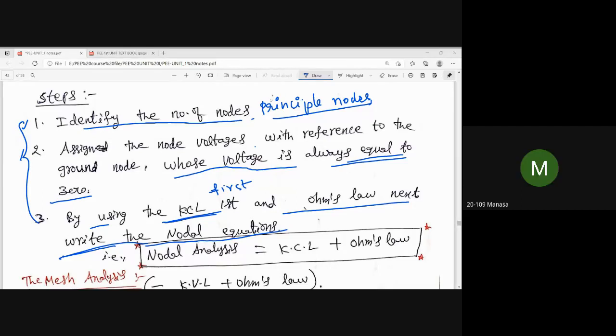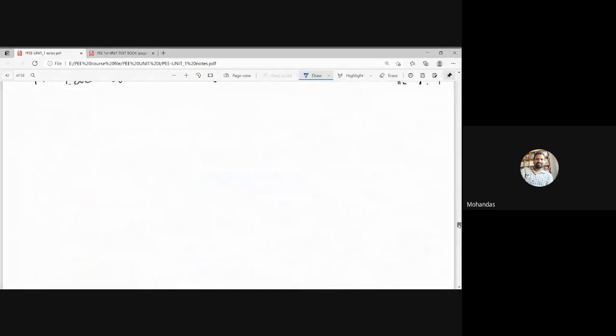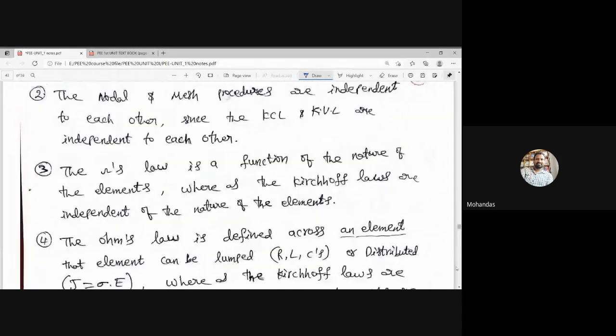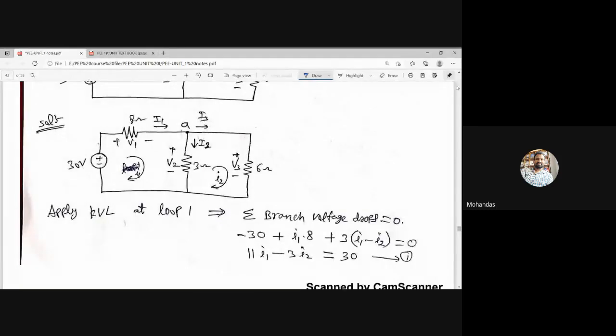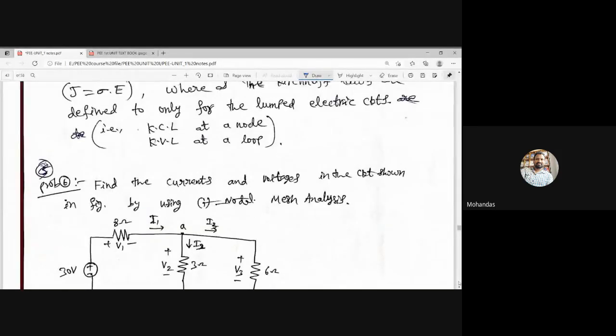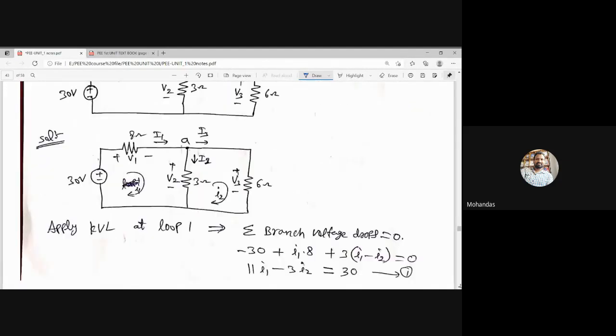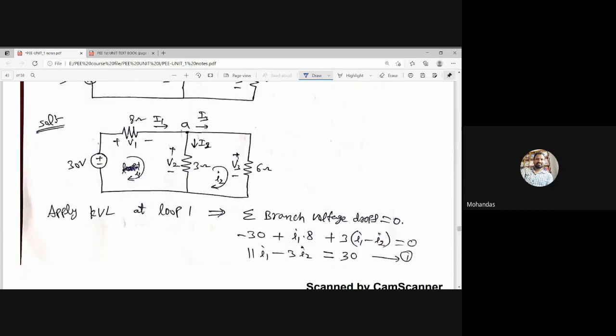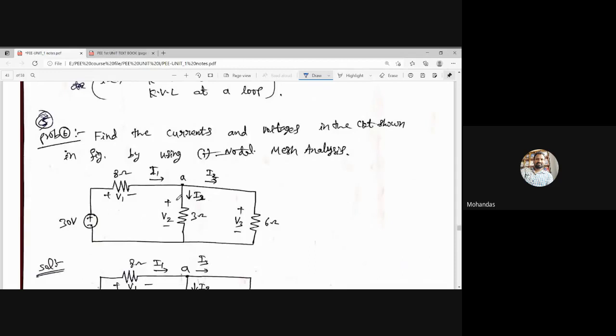Yes, sure. Now, after writing these steps, I will explain each and every step one by one. Don't worry. After having these steps, please note down this problem. All of you note down this problem here.